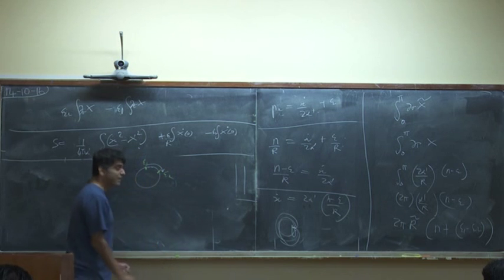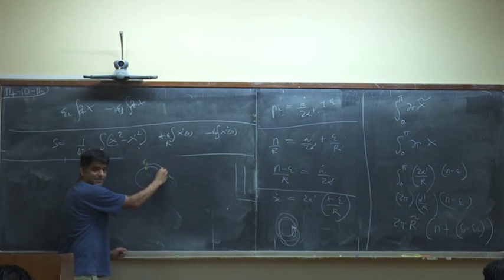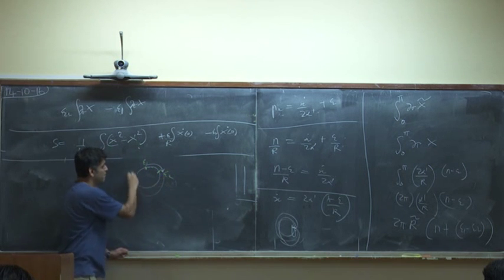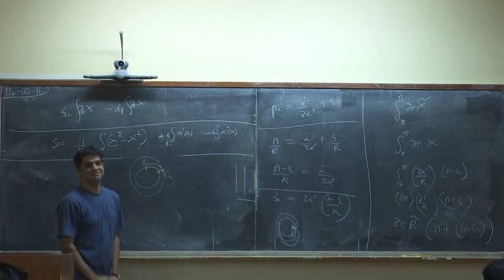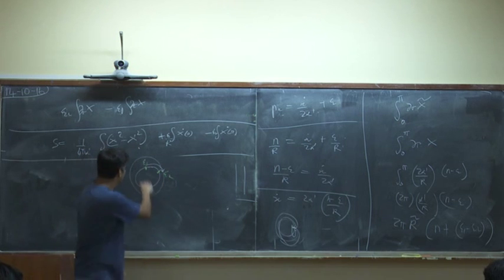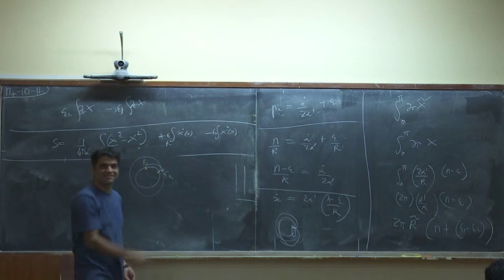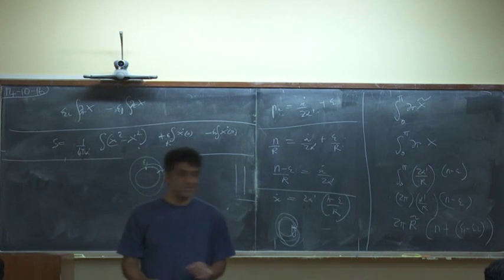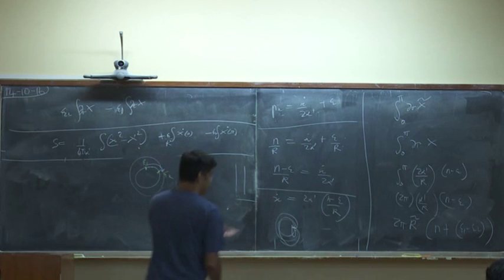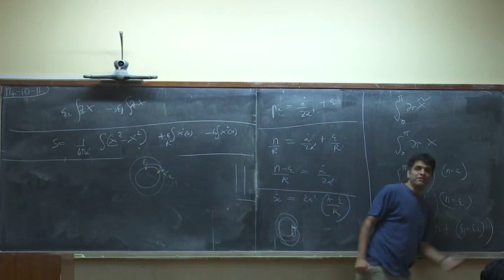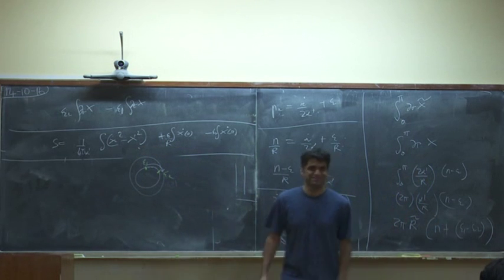Okay? Let's look at n equals 1. It's telling you that as you go from 1 to 2, it's going from zeta 1 to zeta 2 plus a circle. Okay? N equals minus 1, this is minus a circle. And so on. So what this formula tells us in geometry is that there are two marked points on a circle.